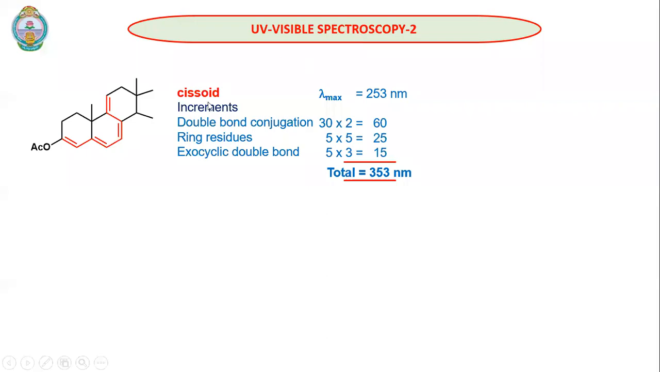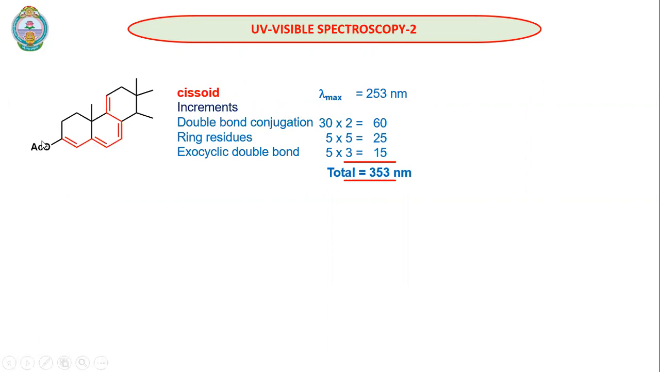So the parent is cisoid. The lambda maximum for the parent is 253 nanometers. Now we will look at the increments. We have a double bond in conjugation, and another double bond in conjugation. So we have 2 double bonds in conjugation, 30 for each, 30 into 2.